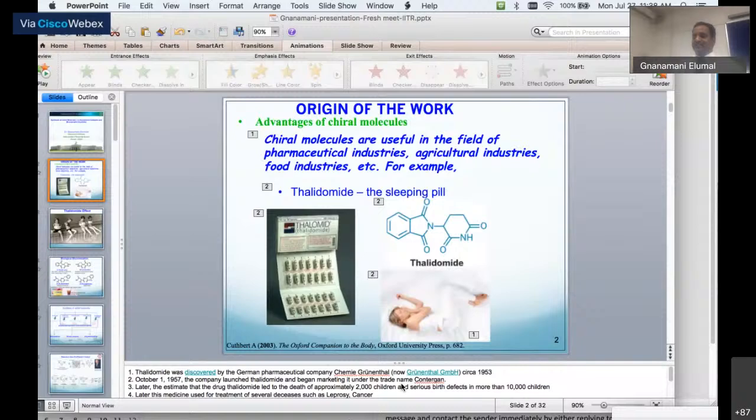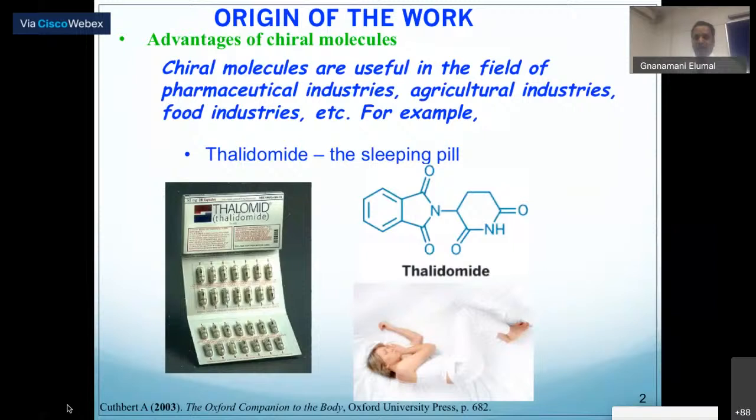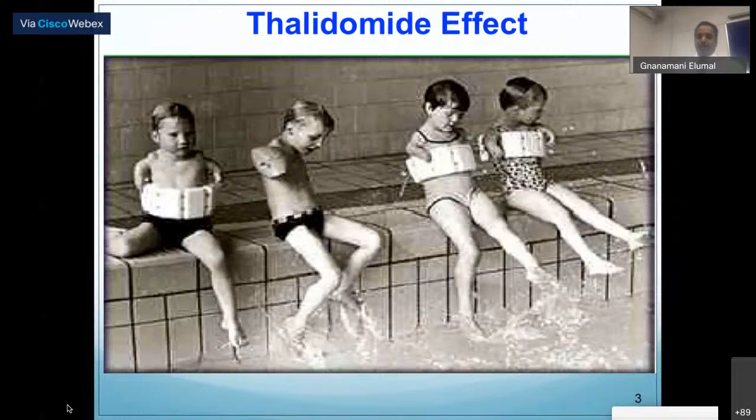Here I have given one example, which is thalidomide. Thalidomide was used as a sleeping pill for pregnant women to cure the morning sickness issues. This tablet was invented in 1953. Later, this was administered to people around 1957 in the developed countries such as Europe and the United States. A few years later, they found that the newborn babies were affected, missing their legs, eyes, arms, like that.